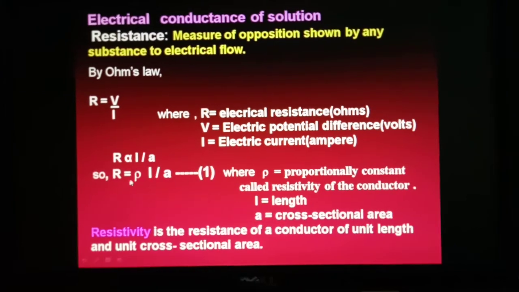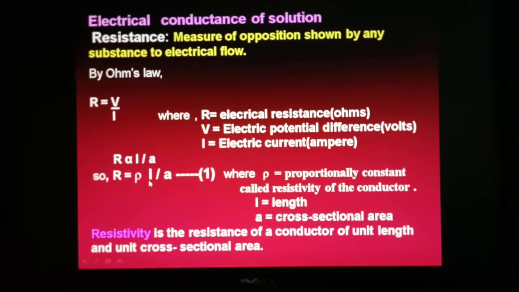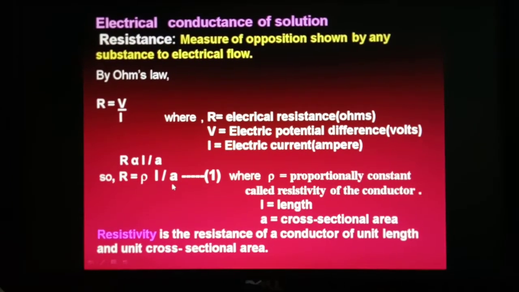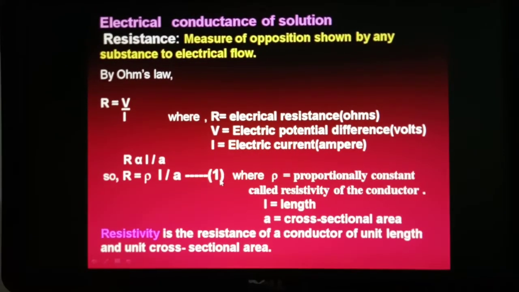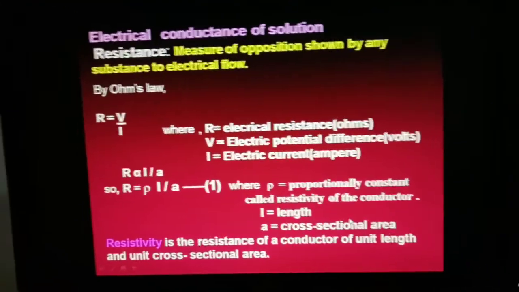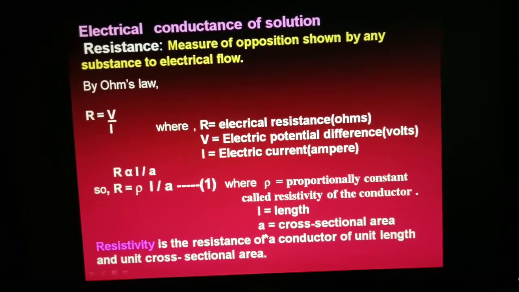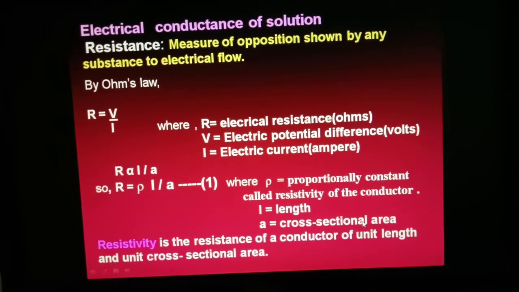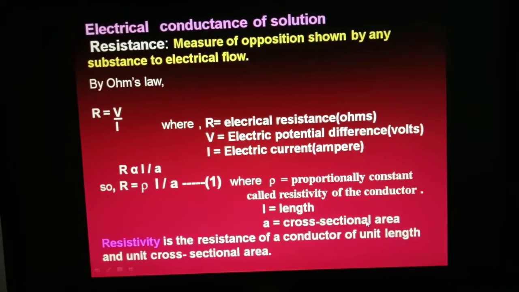Now, R is equal to rho L upon A. Let us call this equation number 1. In this equation 1, the symbol rho, which we call proportionality constant, is also termed as resistivity of the conductor. You know about L. It is equal to length of the conductor, and A is equal to cross-sectional area of that conductor.